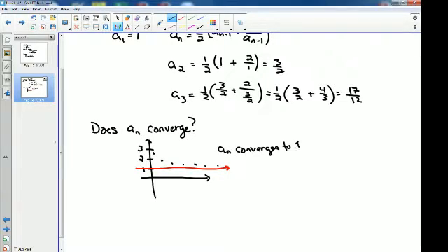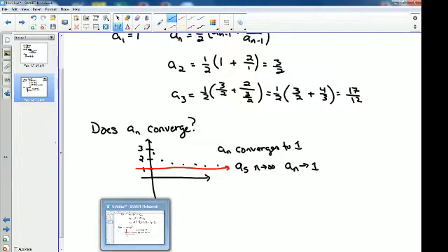to 1. Does it ever cross 1? Maybe. But the point is that as n approaches infinity, right, A sub n approaches 1. Right. So we would say that sequence converges to 1.